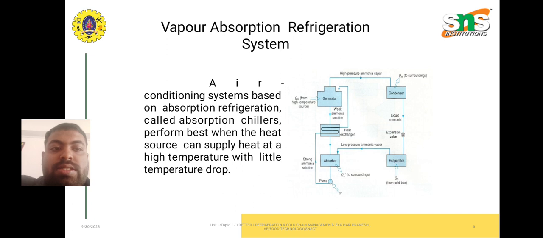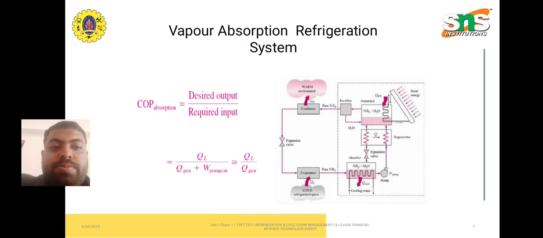Air conditioning systems based on absorption refrigeration, called absorption chillers, perform best when the heat source can supply heat at a higher temperature with little temperature drop. Here the COP of absorption is given as desired output by required input, which is equal to QL by Q of generation plus water pumping, which is approximately equal to Q of low temperature by Q of generation.